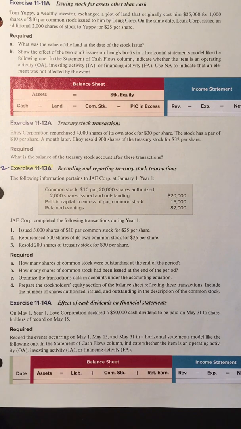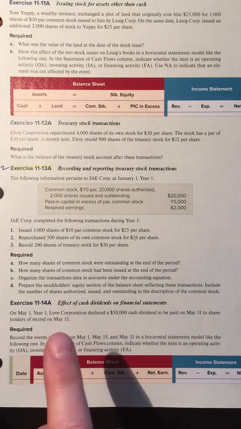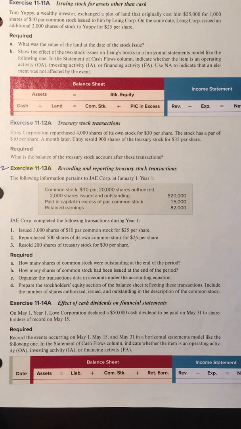So this company, JAE Corporation, at the beginning of the year, they have common stock. It's $10 par, and the board of directors has authorized them to issue 20,000 shares. That much is authorized, but they haven't issued that much. They've issued 2,000 shares, which are all outstanding, meaning held by shareholders. So that's $20,000 for common stock. The additional paid-in capital in excess of par amounted to $15,000, and then they have retained earnings of $82,000. Again, that's the net income of the company cumulatively that has not been distributed back to shareholders.